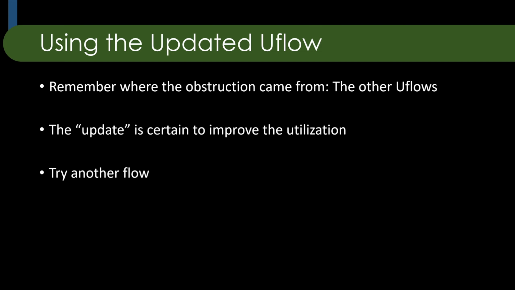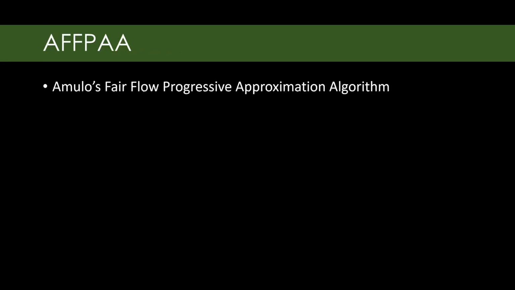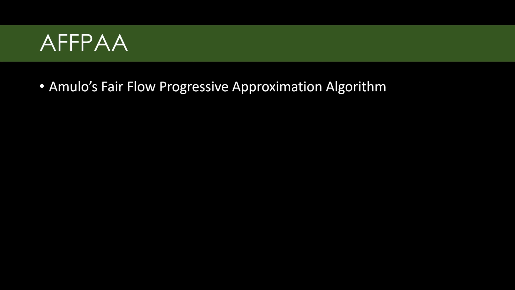So now we can try another flow. Because the flow we updated changed, the environment, the surroundings of all the other U-flows are all different. So if one couldn't be optimized before, now it might be able to. And this comes to AFPA. I have on screen what the acronym stands for. It's a lot, but we've already walked through a stage of AFPA.